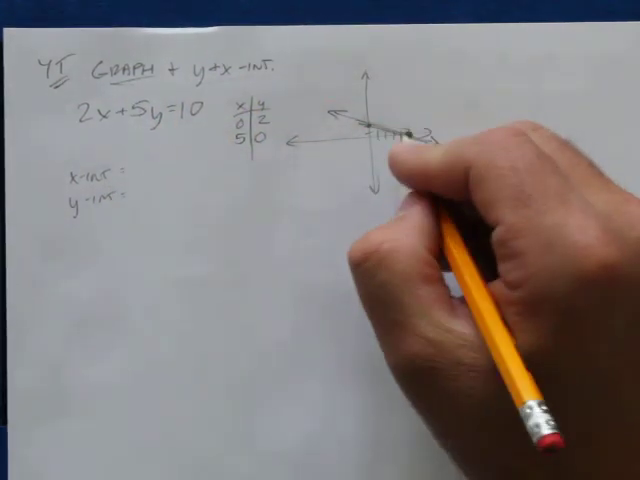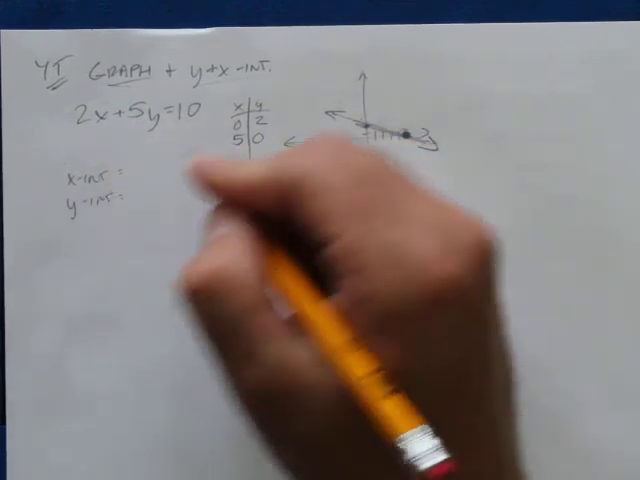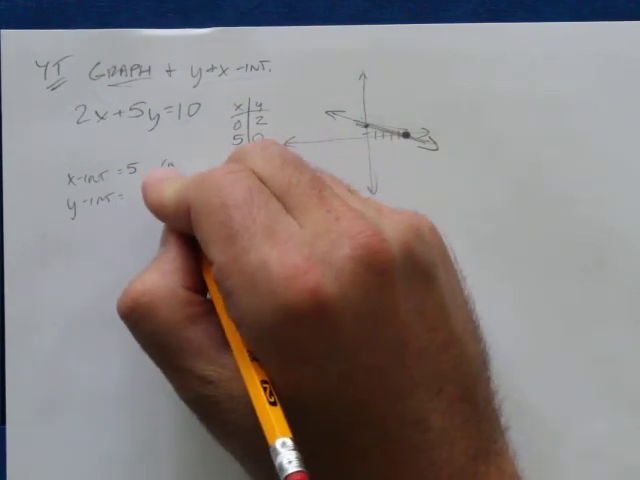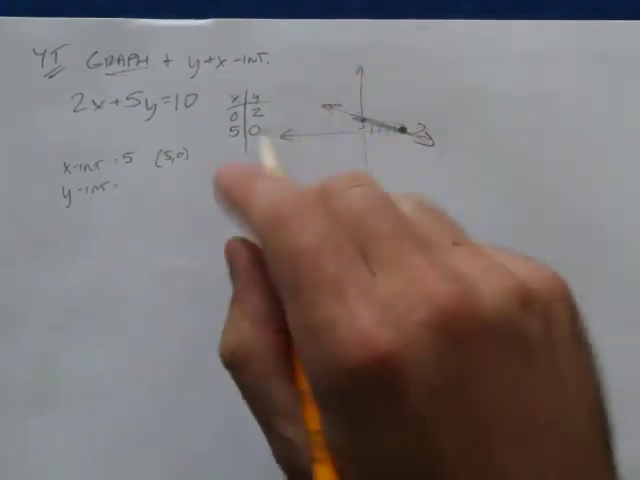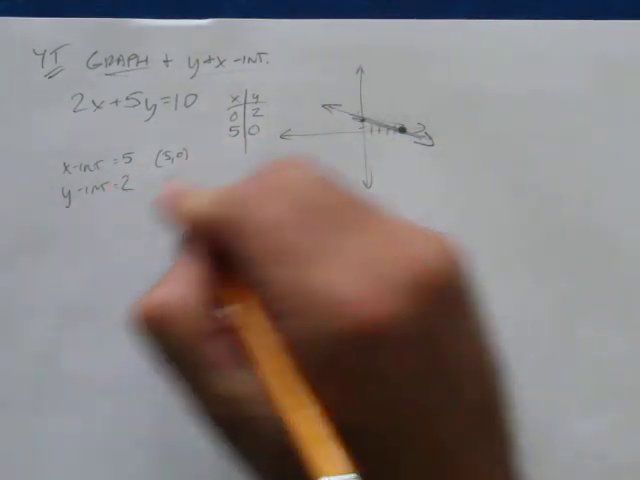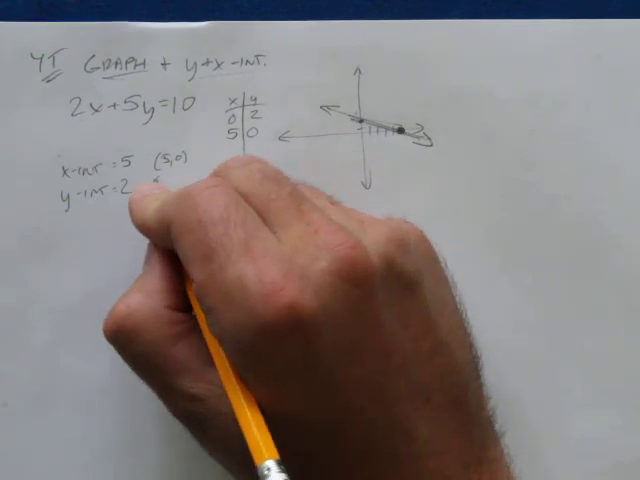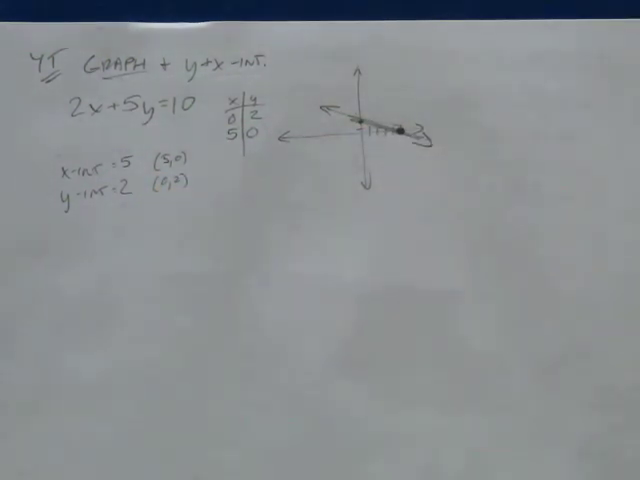So my x-intercept is here at 5. We can say my x-intercept is 5, or we can also say my x-intercept is 5, 0. My y-intercept is 2. That's where the line crosses the y-axis. Or I can also say 0, 2. And that is all she wrote for lesson 2-2.